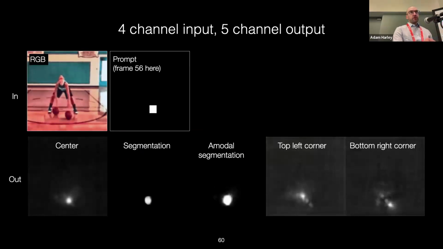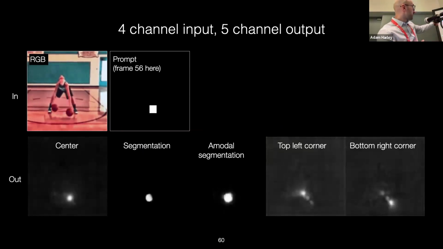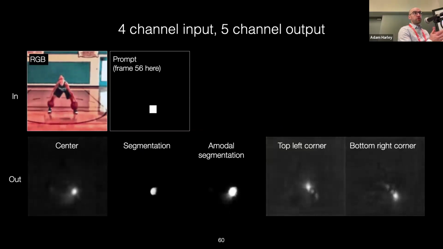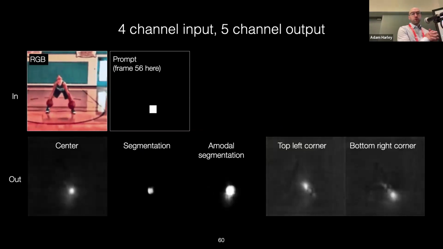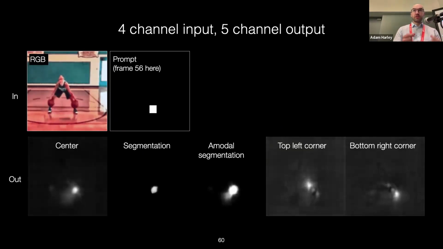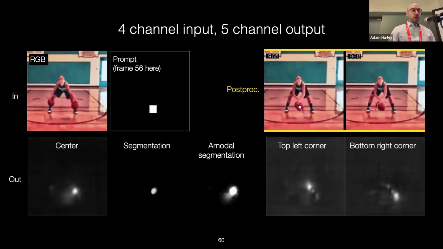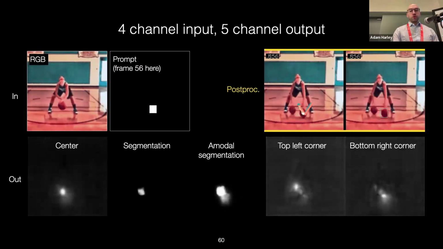So the content of those space-time output volumes looks like this. First, on the input side, we have an RGB video, and we have a prompt that relates to one specific frame, and that indicates what we're supposed to track. And on the output side, we have 5 channels. The first channel estimates a heat map of where the object's center is. Second and third channels deliver segmentation. And the fourth and fifth channels give us heat maps of where the target's corners are. So these outputs can be trivially post-processed to deliver tracking outputs at multiple granularities.